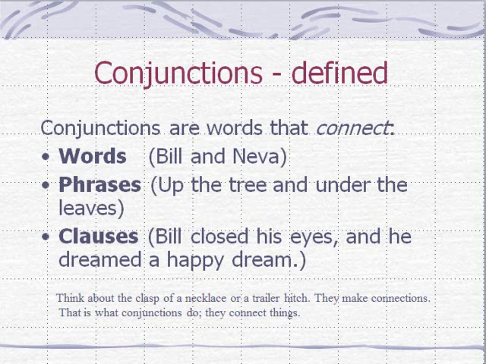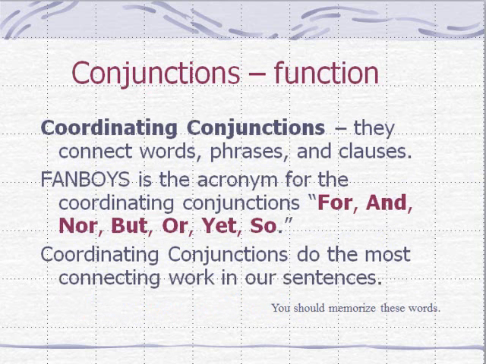And you see the examples that we have here. We've got 2 words, Bill and Eva. We've got 2 phrases, which just means groups of words, up the tree and under the leaves. And we've got 2 clauses. Bill closed his eyes and he dreamed a happy dream. All of these different things are connected by the word and. So we see the variety of help conjunctions can provide in a sentence in terms of connecting. So we know the function of a conjunction is to connect something.